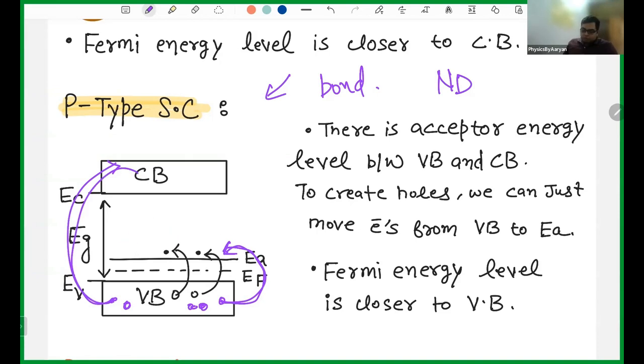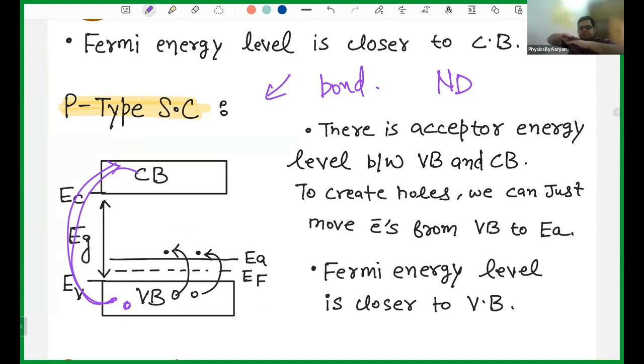Doping means you will get one additional acceptor level. Once you get this additional acceptor level, you can just bring your electrons from here to here and you will get holes here. That is what happens in the p-type semiconductor. And in a p-type semiconductor, your Fermi energy level is very close to the valence band.